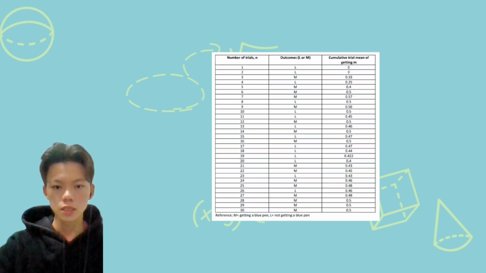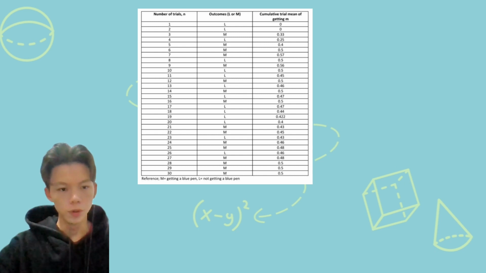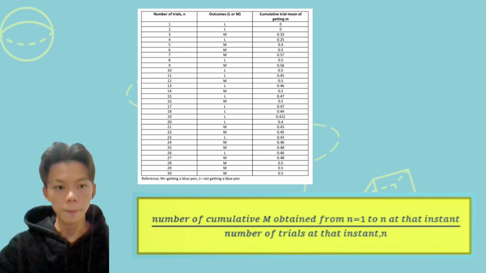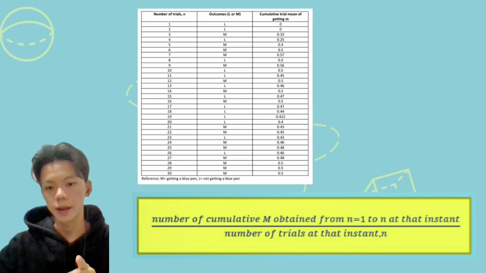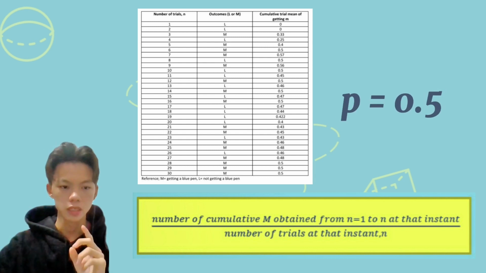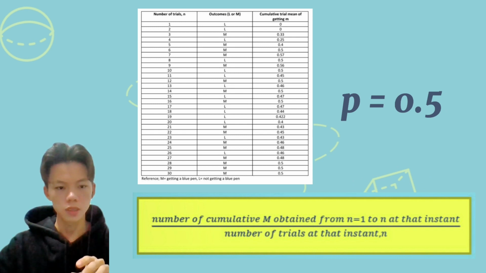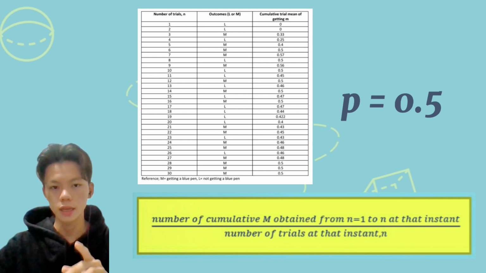As you can see, this is our table that we took from the 10 trials from the table above. We use the table to find the cumulative trial means of getting M using the formula, which is the number of cumulative M obtained from N equals 1 to N at an instance divided by the number of trials at the instant N. From there, we can conclude that the number is moving towards a certain number, which is 0.5 specifically. Thus, 0.5 is our p-value. Our number of trials that we have decided is 10.